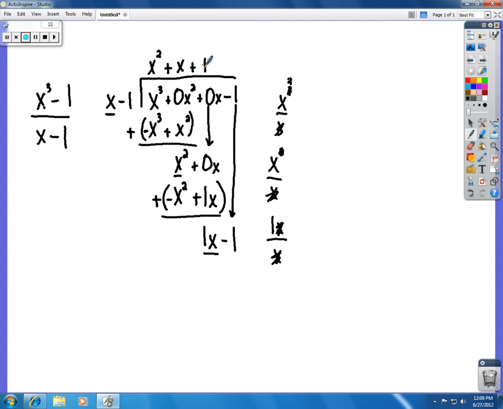Again, do my multiplication. 1 times x is, of course, 1x. And then 1 times negative 1 is, of course, negative 1. I'm subtracting all of this. So I'm going to change my signs in here, make that a plus. Add these two together, that's going to be 0, obviously. We want those to cancel. Negative 1 plus positive 1 is also 0. So this is a problem that does not have a remainder, and your final answer is going to be just this polynomial up on top here. Please let me know if you have any questions.